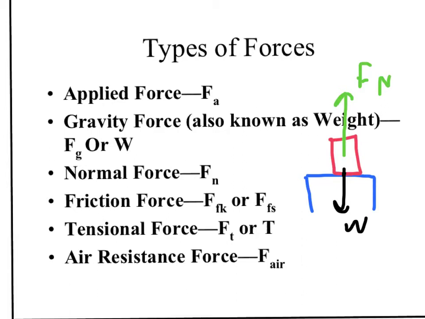You can also have frictional force. It's F of K for kinetic, or F of S for static, non-moving friction. Tension in a wire is F of T, and you can have air resistance, F of A.